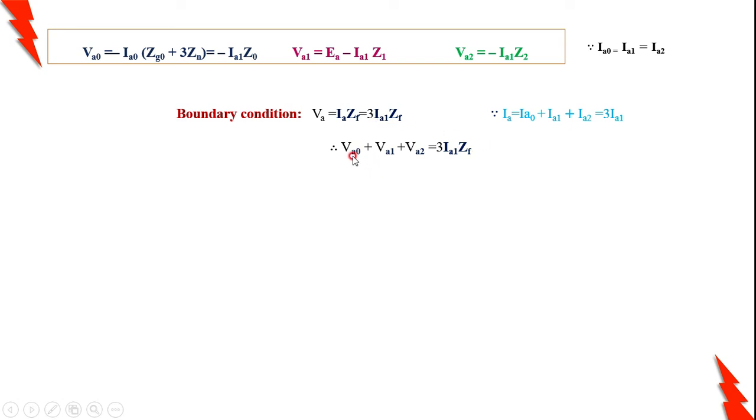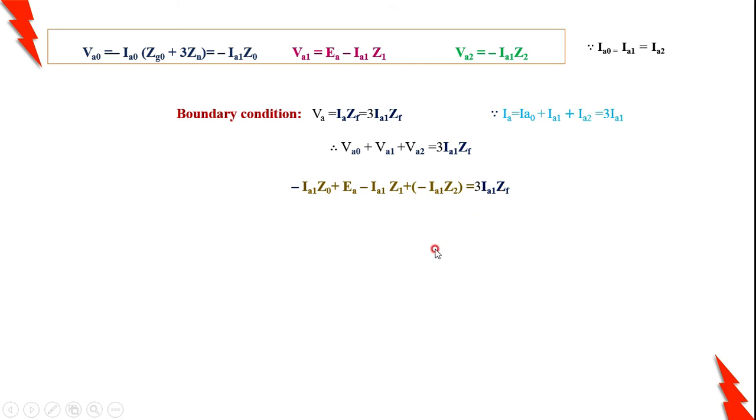Now I am substituting VA0, VA1 and VA2 from these relations. Then what I am getting here is IA1 Z0 minus IA1 Z0 plus EA minus I1 Z1 plus, VA2 is minus I1 Z2, minus I1 Z2, is equal to 3 times I1 ZF.